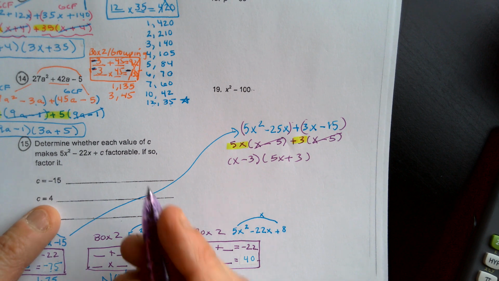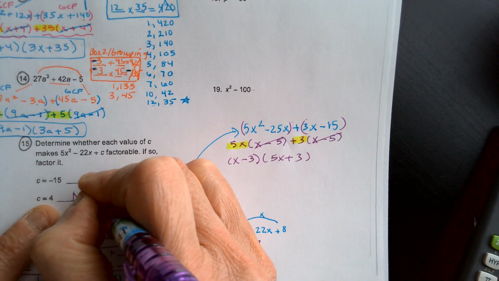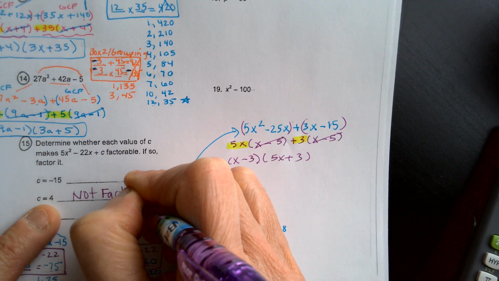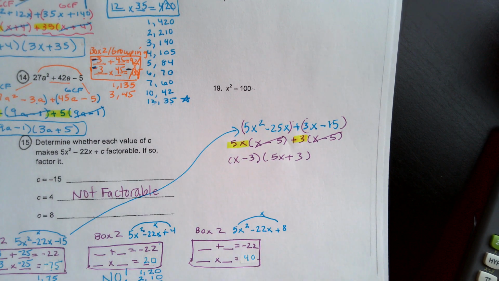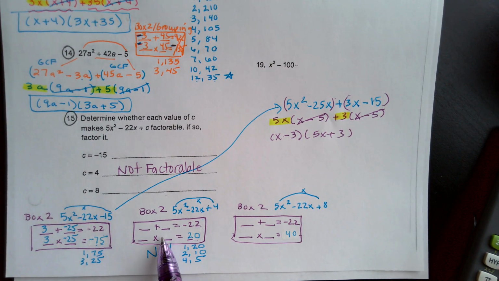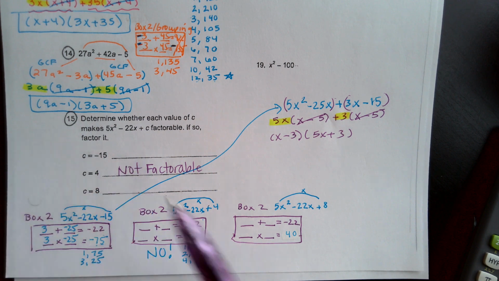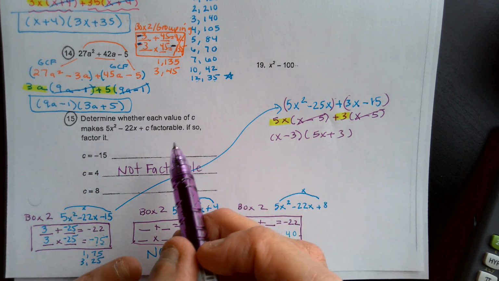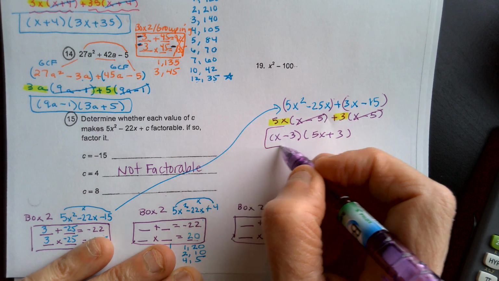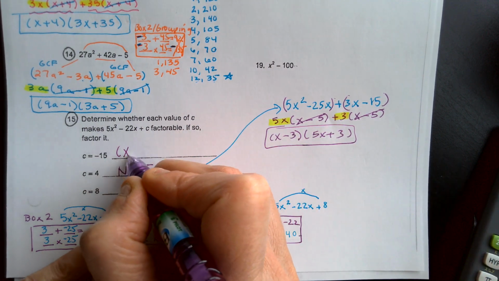This was the 4, and this was not factorable, because we decided that right here. And when we had negative 50 in the first one, it said if so factor it, so this is my answer. So I have that one. Now I can write that down.